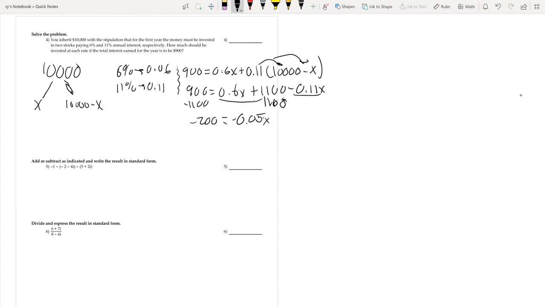And then, sorry, I just realized this. I was treating it as a 0.06, but I wrote it as 0.6. Just remember the zeros here. So then I divide by 0.05. 5x. So that leaves me with x is equal to 4,000.